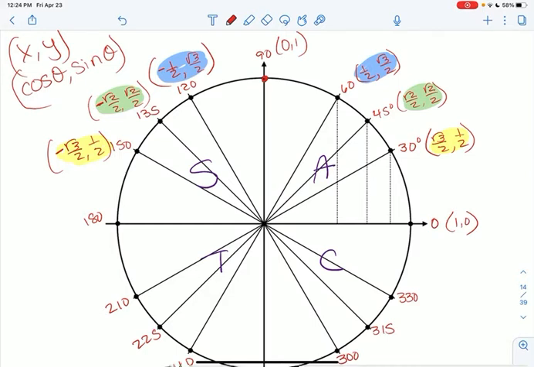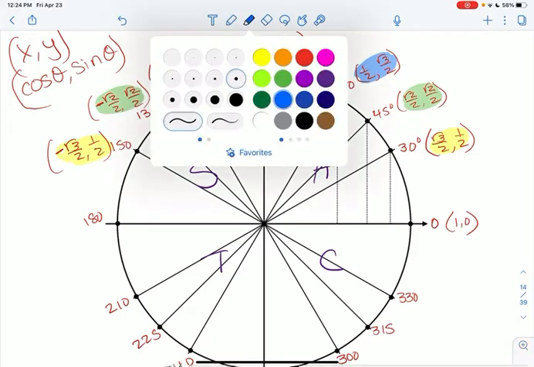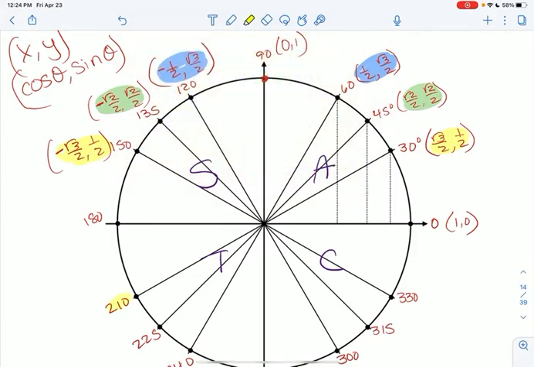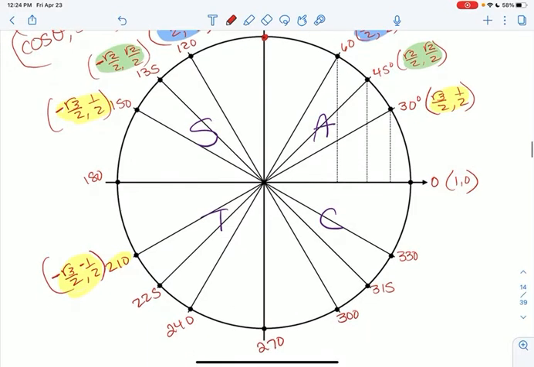210 has a reference angle of 30. So again, it's going to have the same as the 30. I'll put that there. The same as the 30 degrees. My numbers are going to be radical 3 over 2 and 1/2. In the third quadrant, sine and cosine are negative, so they're both going to be negative.